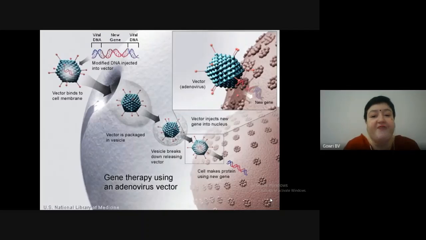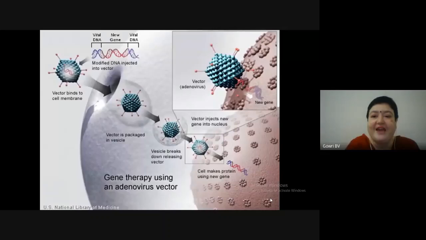And of course it is infected or transfected into a cell, maybe a human cell. The vector is packed in a vesicle. The vesicle usually breaks down, releasing the vector molecule that has a modified gene, and the cell makes protein using the new gene. That is a picture that goes in an alignment.